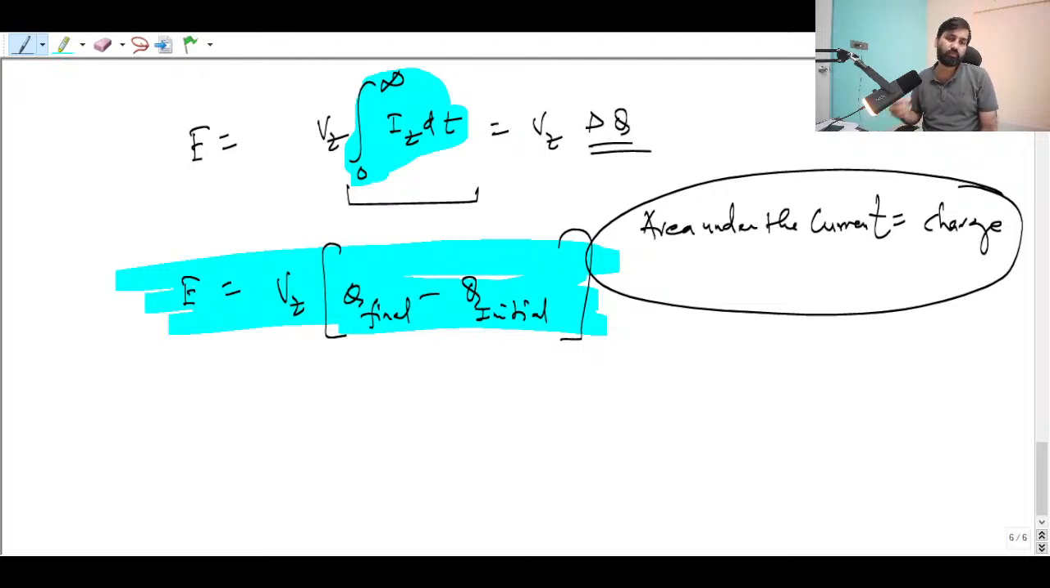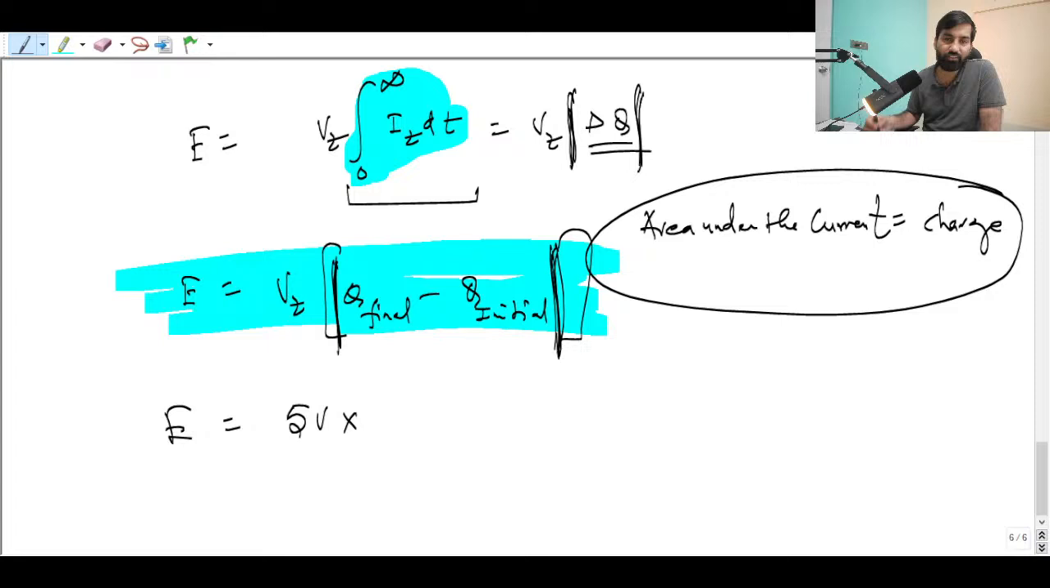So you have to take this as energy has to be positive, so take the modulus of this, mod of that, because the energy has to be positive. So VZ is nothing but 5 volt into, what is final and what is initial?